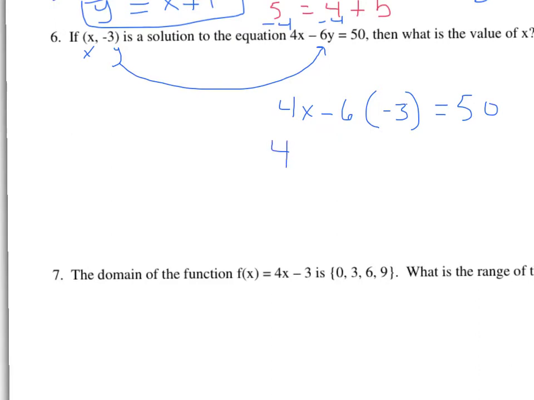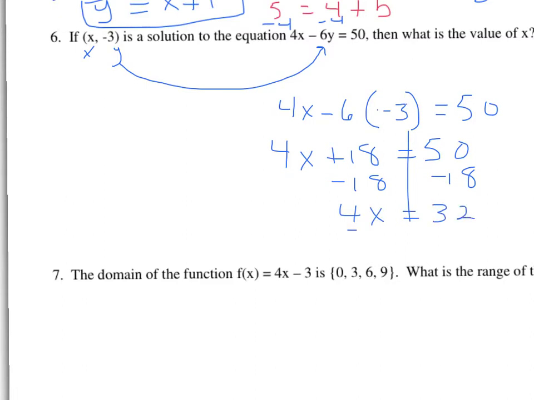Okay. Then we're going to multiply negative 6 times negative 3. That's positive 18. Now we want to solve for x, so we are going to add a negative 18 to both sides. And 4x equals 32. Divide by 4. So 1x is equal to 8. So the value of x is 8. So the ordered pair would look like that.